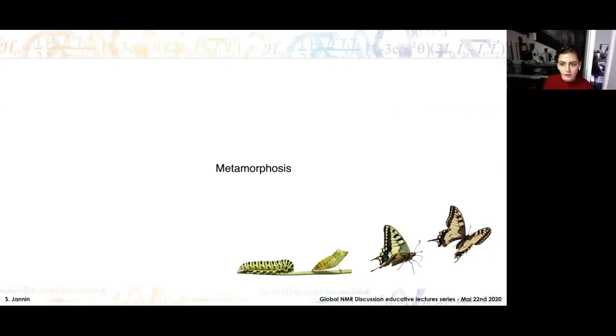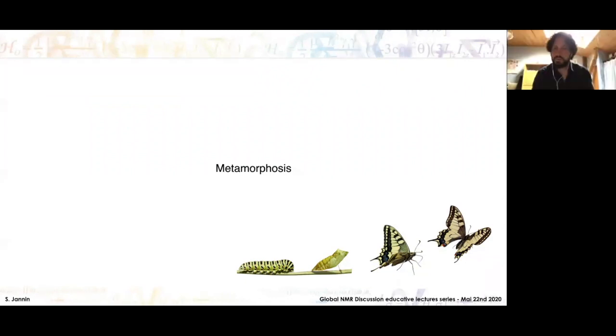The next question is, I'm trying to find questions that have not been answered. Is it possible to implement long-lived states for DNP experiments on paramagnetic proteins? Is it possible to implement long-lived states for DNP on paramagnetic proteins?